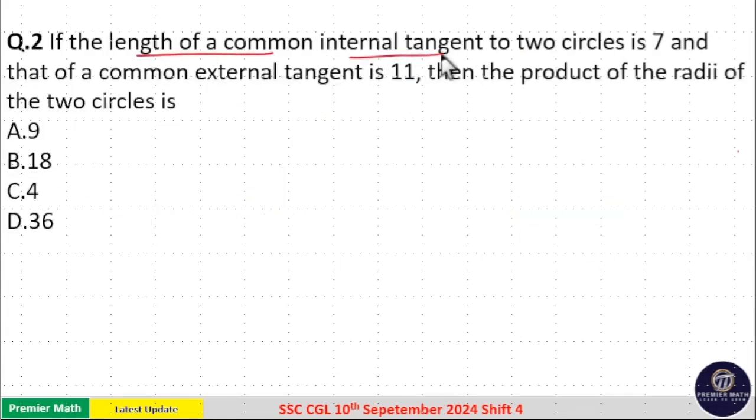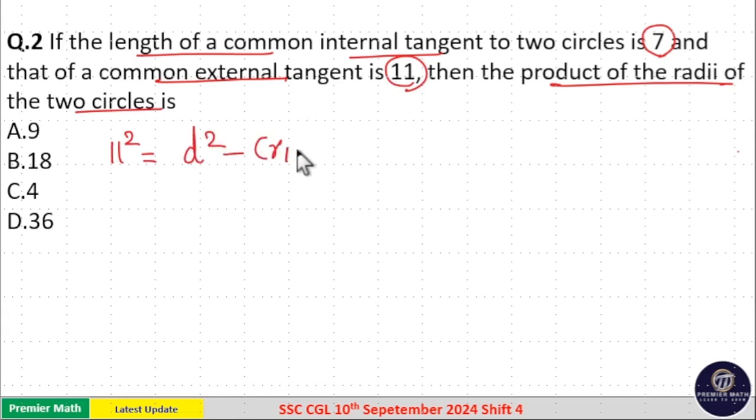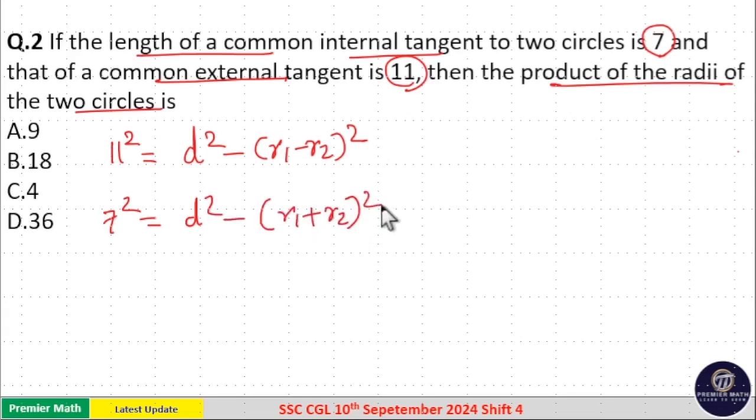If the length of common internal tangent to two circles is 7 and that of common external tangent is 11, then the product of radii of two circles is. Here, use the transverse tangent and common tangent formula. Common tangent is equal to 11. So, 11 square is equal to d square minus (r1 minus r2) the whole square. And transverse tangent is equal to 7. So 7 square is equal to d square minus (r1 plus r2) the whole square.